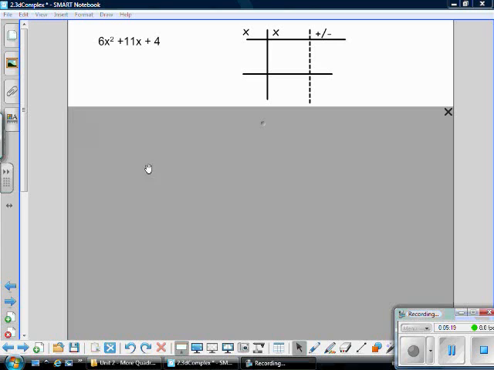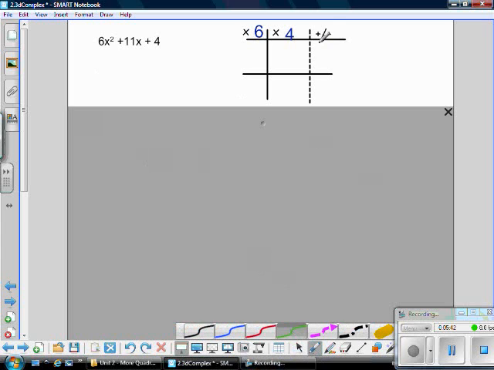Okay, so here's the first question we're going to do. Now remember before when we did a equals 1, what we did is we read from backwards. We are going to do that as well. However, we have two things we have to consider for multiplying. We have the 6, so we have to have something that multiplies to 6. And then if I read backwards, it has to multiply to give me 4. I also know that it has to add to give me positive 11, and both brackets are positive.